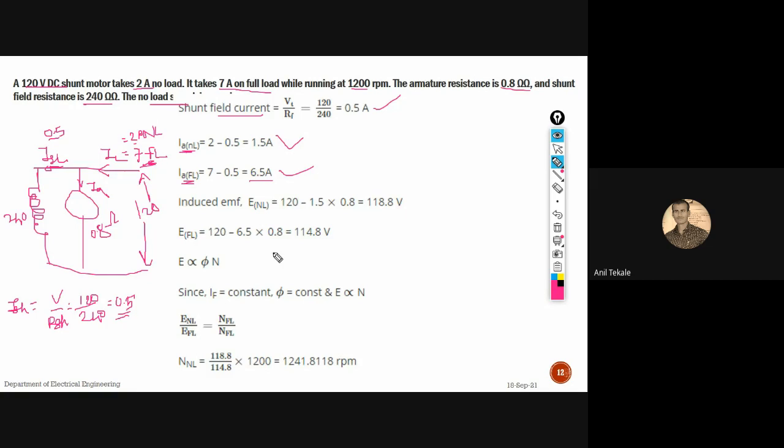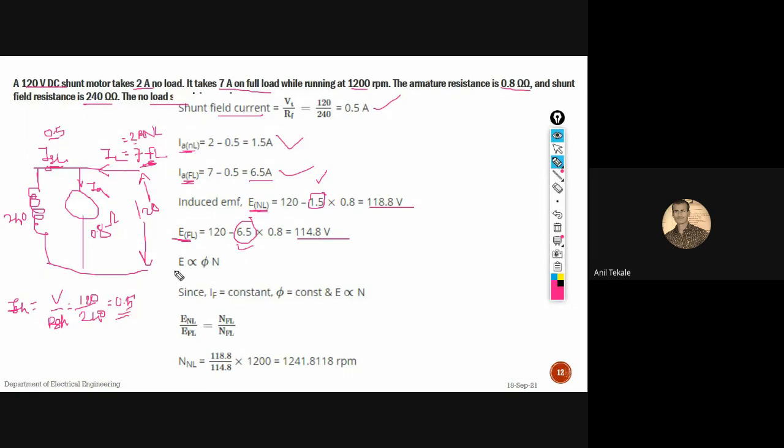Now let us go for the calculation of induced EMF. First of all we will calculate the induced EMF for no load, then we will calculate induced EMF for full load. What is the change? The only change is the current. At no load we will take armature current at no load, and at full load we will take armature current at full load. So according to that, at no load we will get 118.8 volt, and in case of full load we will get 114.8 volt.